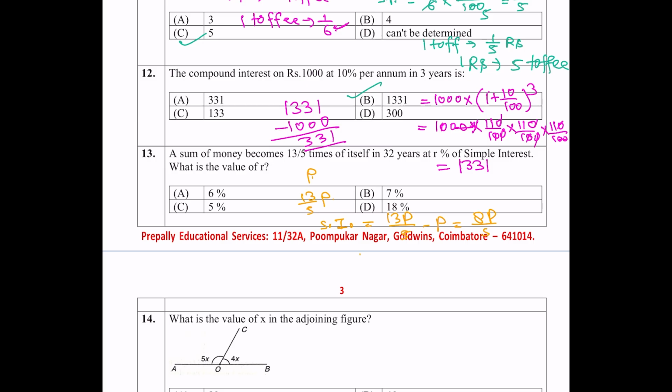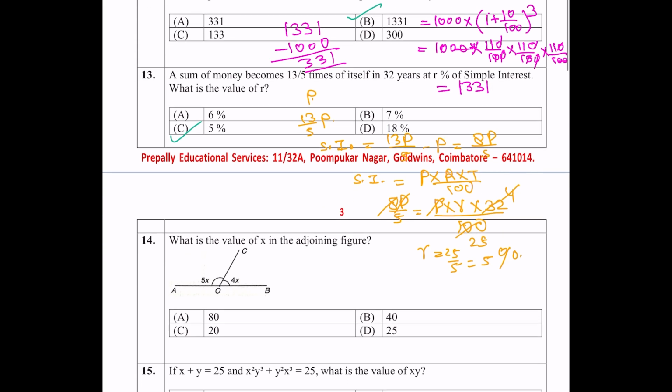So here we can write the simple interest formula as P into R into T by 100. So simple interest is 8P by 5, P is P, the rate of interest is given as R, and the time is given as 32 years, by 100. So this P cancels out. 8 into 4 is 32, and if I multiply by 25, so R we can write as 25 by 5, which is equal to 5%. So here we are getting option C is the correct one.